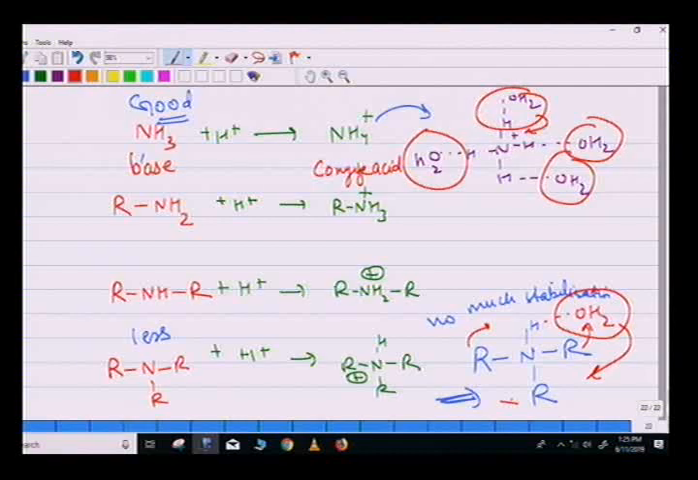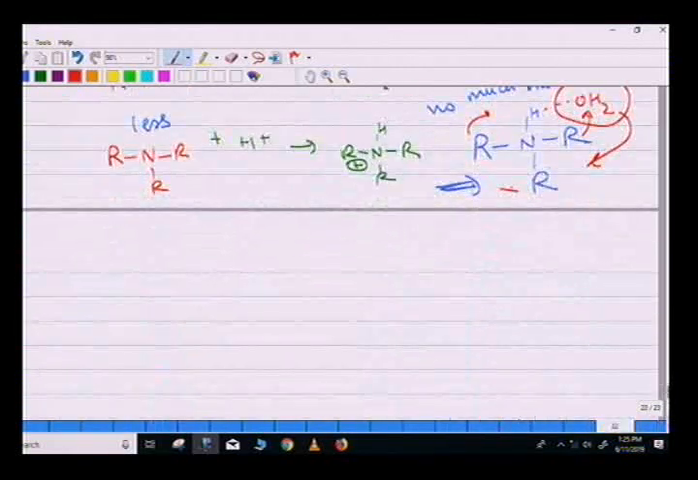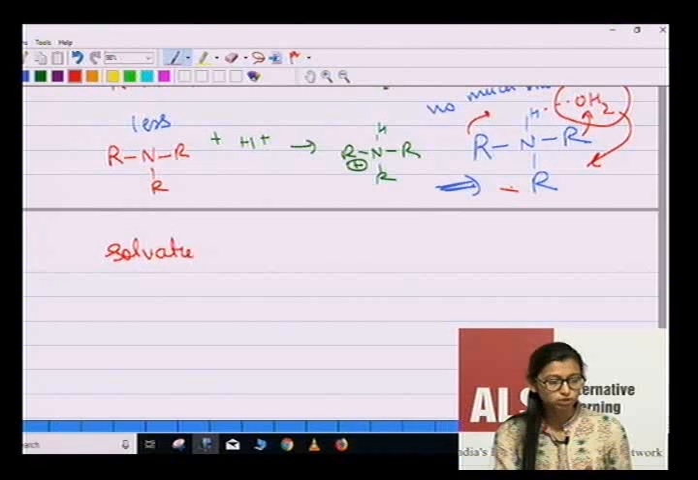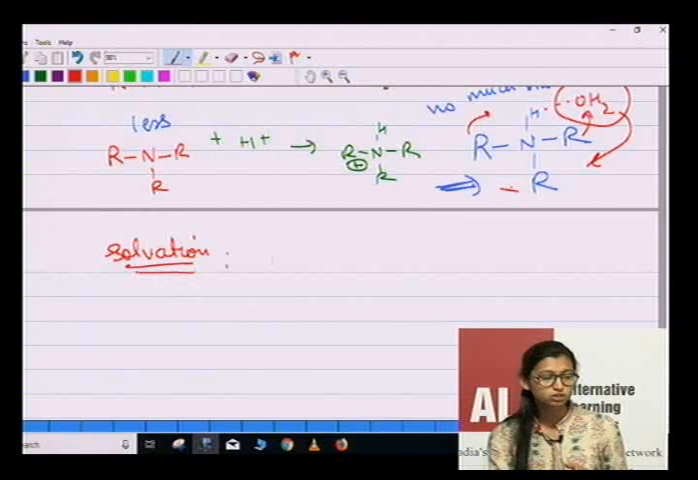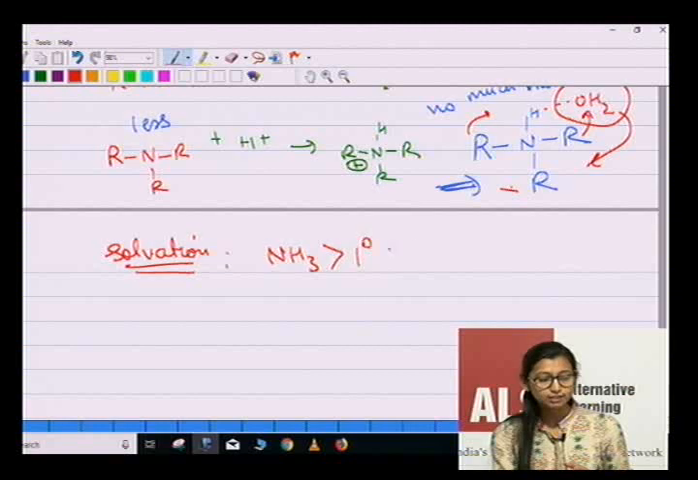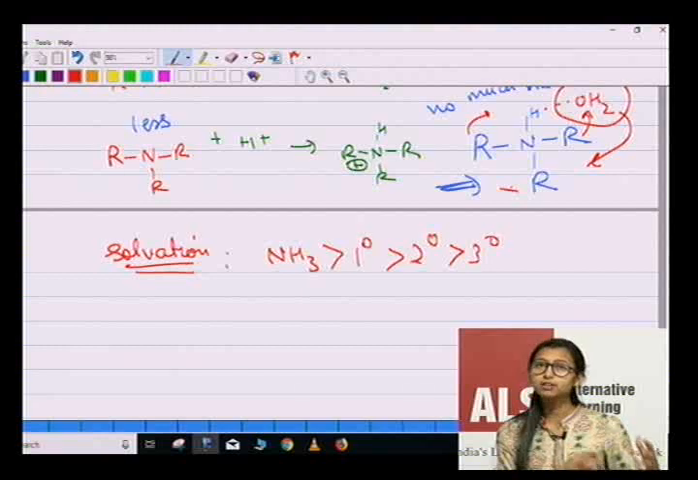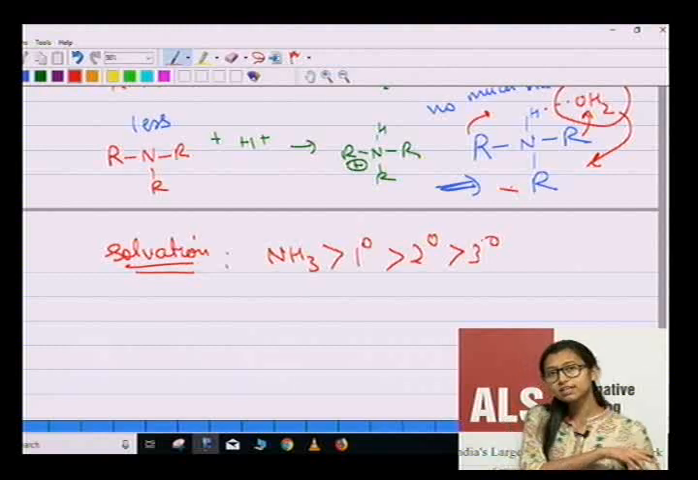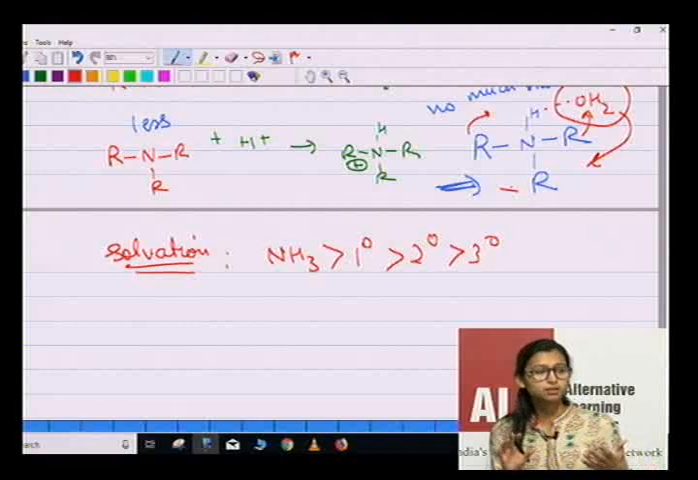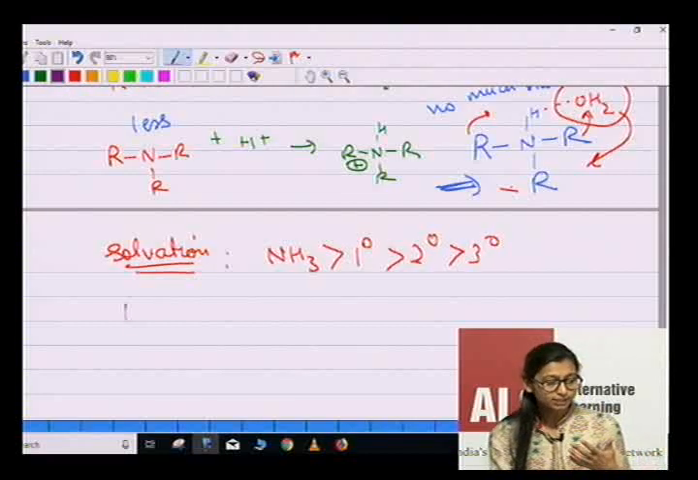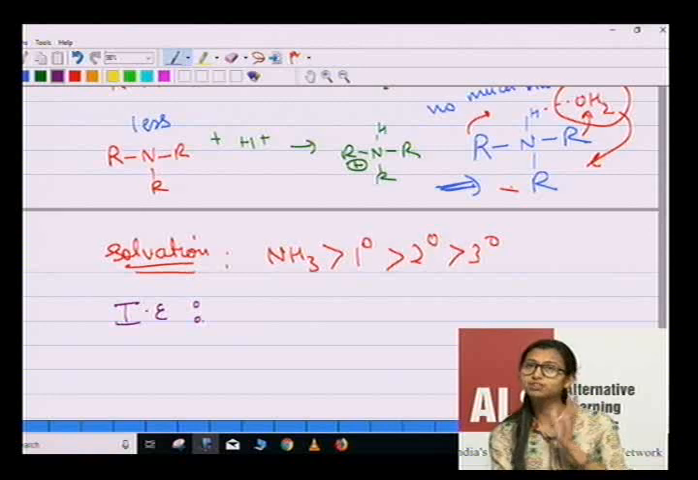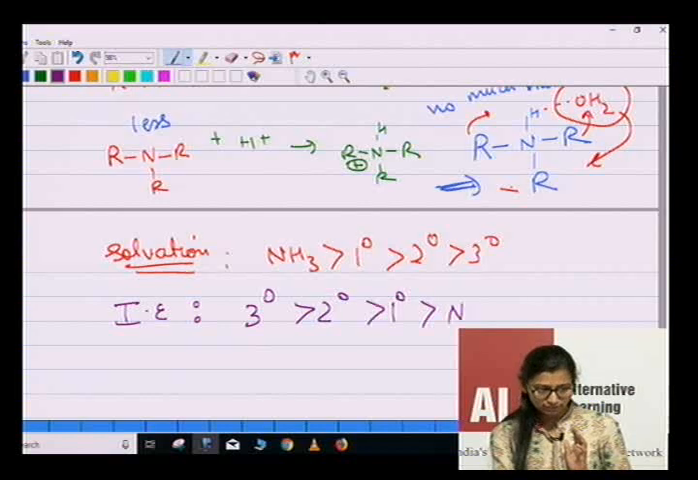So if I ask you, Shillong, what will be the order now? This way, the solvation supports this order. This is all known as solvation, that you are solvating it. So solvation supports the order like it should be ammonia, then 1 degree, then 2 degree, then 3 degree. Are you getting me? This is supported only by the solvation, because the corresponding acid we are getting is stabilized there. And via the inductive effect, what was the order? If I check only the inductive effect, the order was 3 degree, 2 degree, 1 degree and ammonia.